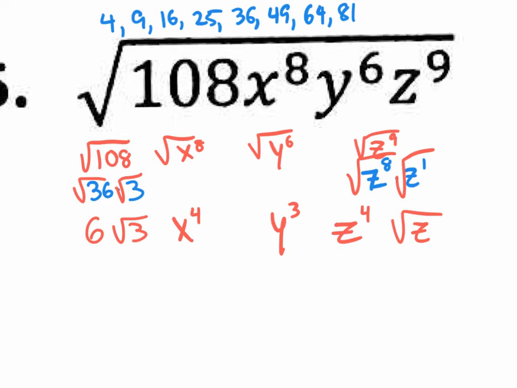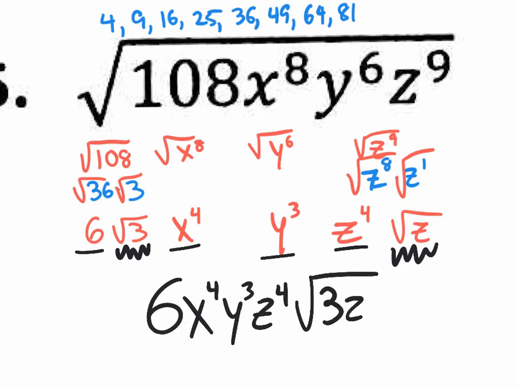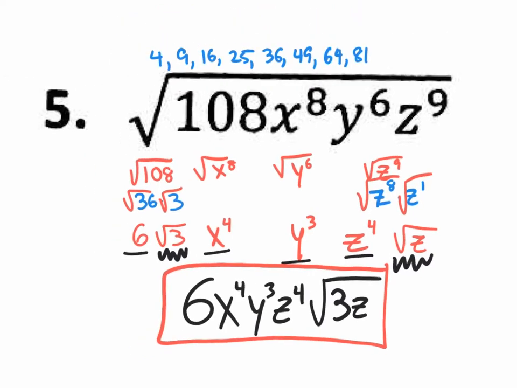Let's put the nice values out front. The 6, the x to the 4th, the y to the 3rd, the z to the 4th. And then let's put our radical values, the square root of 3 and the square root of z. Let's put them together underneath one radical, one square root, 3 and z together. That is your final answer for number 5.